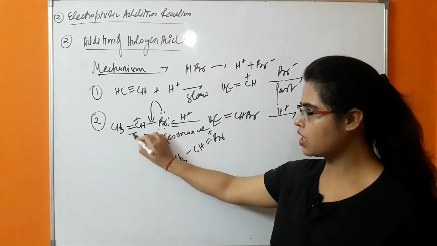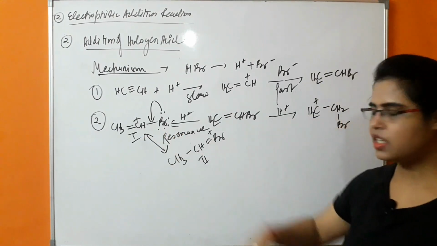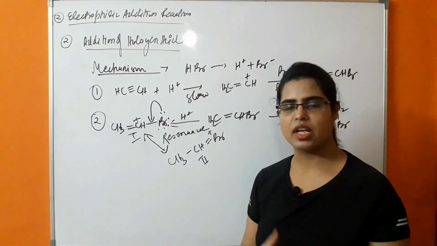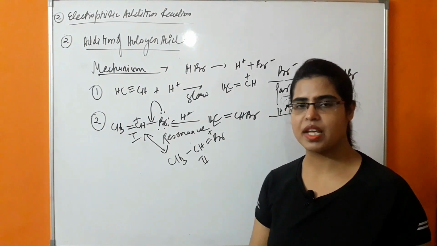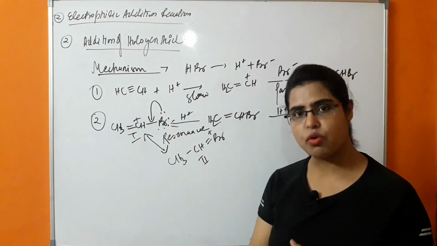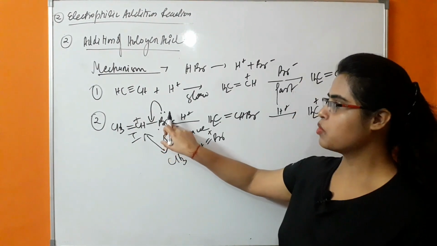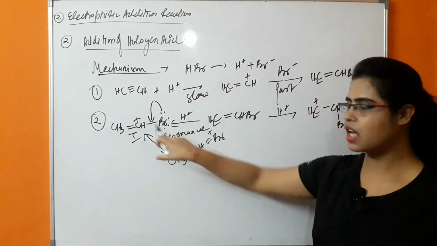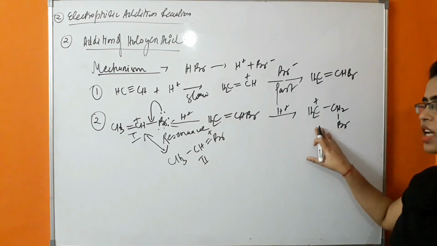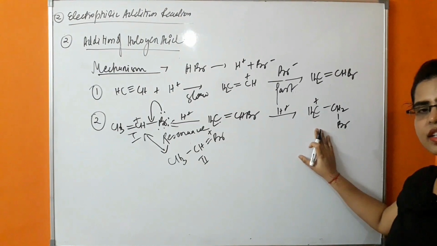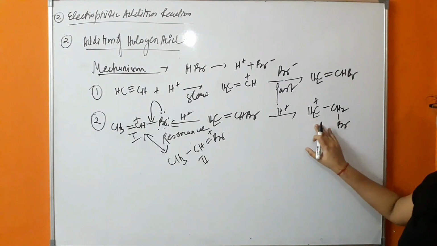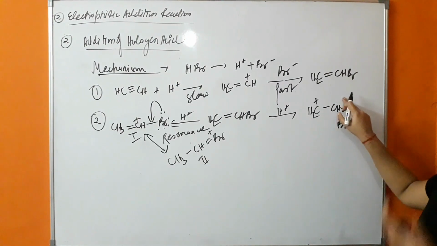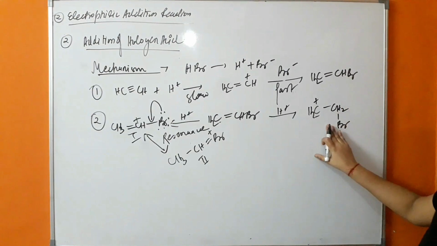So there are two canonical structures represented by resonance, and whenever canonical structures form, meaning resonance takes place, that species is more stable. Here bromine helps in dispersing the positive charge of the carbocation. In the other case, this carbocation is not stable. Why? Because it is not directly conjugated with the lone pair of bromine, since bromine is attached to the next carbon, due to which it is less stable.